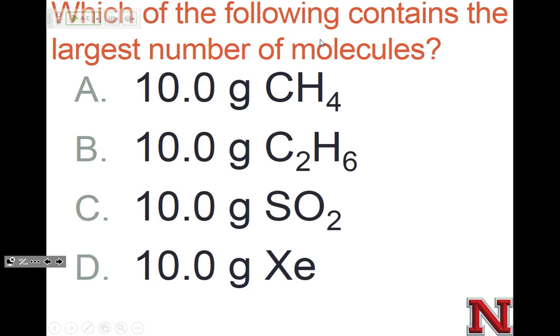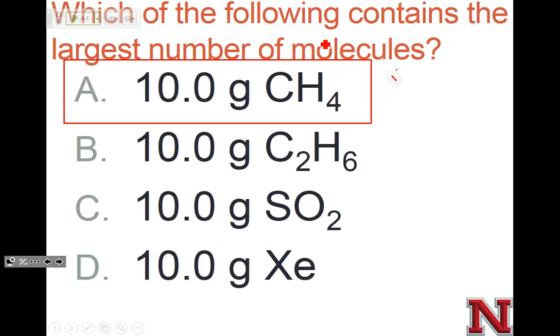So looking at this one, like I said, the key here is the fact that we're taking our molecules and we're going to divide it by our grams per mole that we calculate from the periodic table. So the question is, which one has our lowest molecular weight that's going to give us our biggest number?